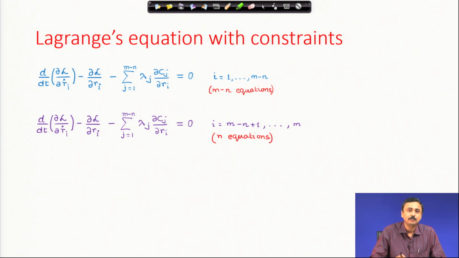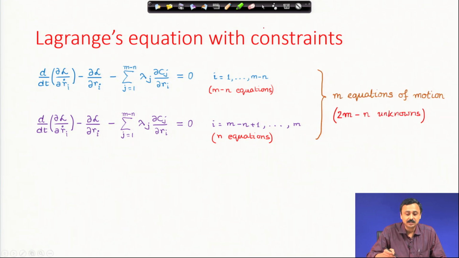Together they form the complete dynamics, but now this is not complete in that sense, but the equations of motion we have obtained involve these m minus n lambdas which are not known. Therefore, we have not yet closed the system, but remember we have the constraints, we have these m minus n. So, right now we have m equations in 2m minus n unknowns.